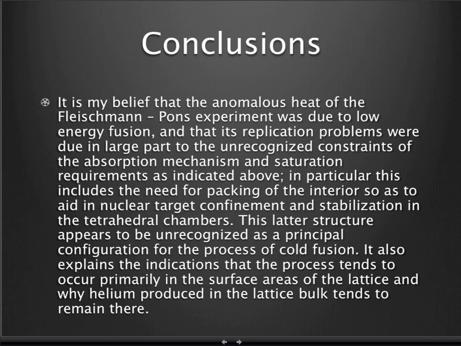It is my belief that the anomalous heat of the Fleischmann-Pons experiment was due to low-energy fusion, and that its replication problems were due in large part to the unrecognized constraints of the absorption mechanism and saturation requirements as indicated above. In particular, this includes the need for packing of the interior so as to aid in nuclear target confinement and stabilization in the tetrahedral chambers. This latter structure appears to be unrecognized as a principal configuration for the process of cold fusion. It also explains indications that the process tends to occur primarily in the surface areas of the lattice and why helium produced in the lattice bulk tends to remain there.